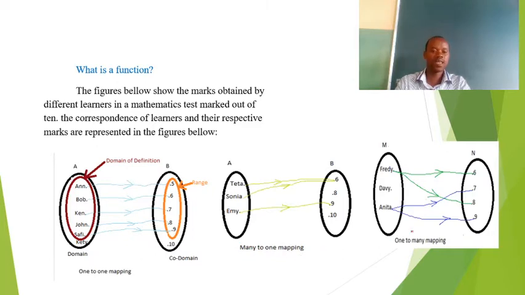For the third one, we have Freddy has 2 images. Anita also has 2 images. Davi has no image. When you have one element having two different images or many, we call this one-to-many mapping.